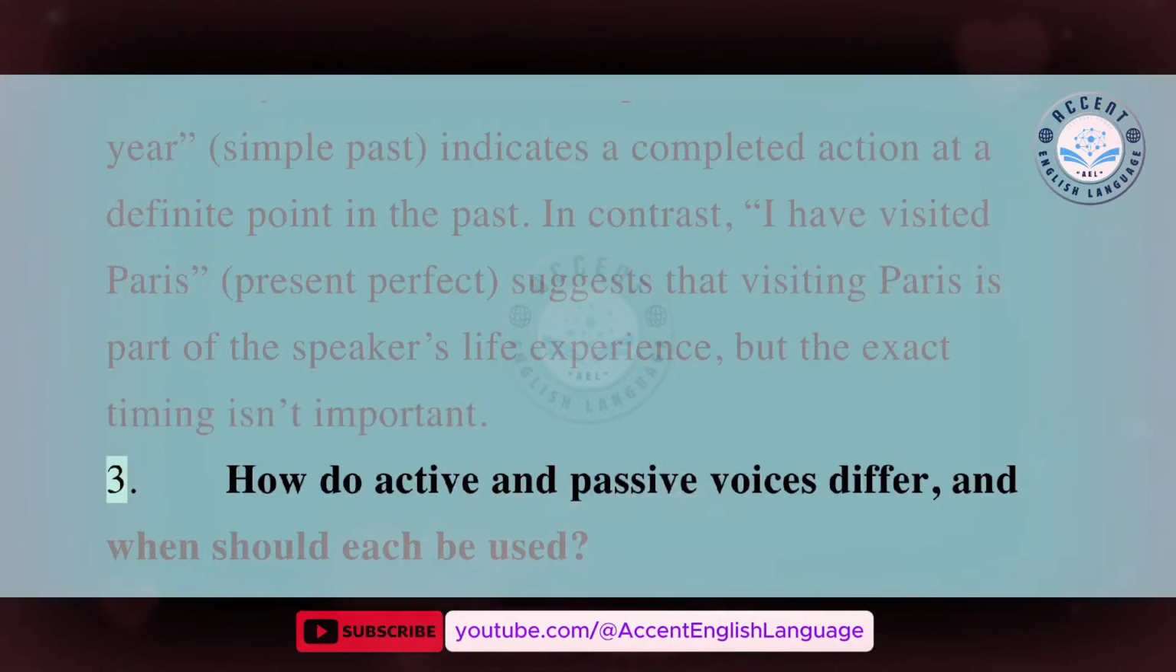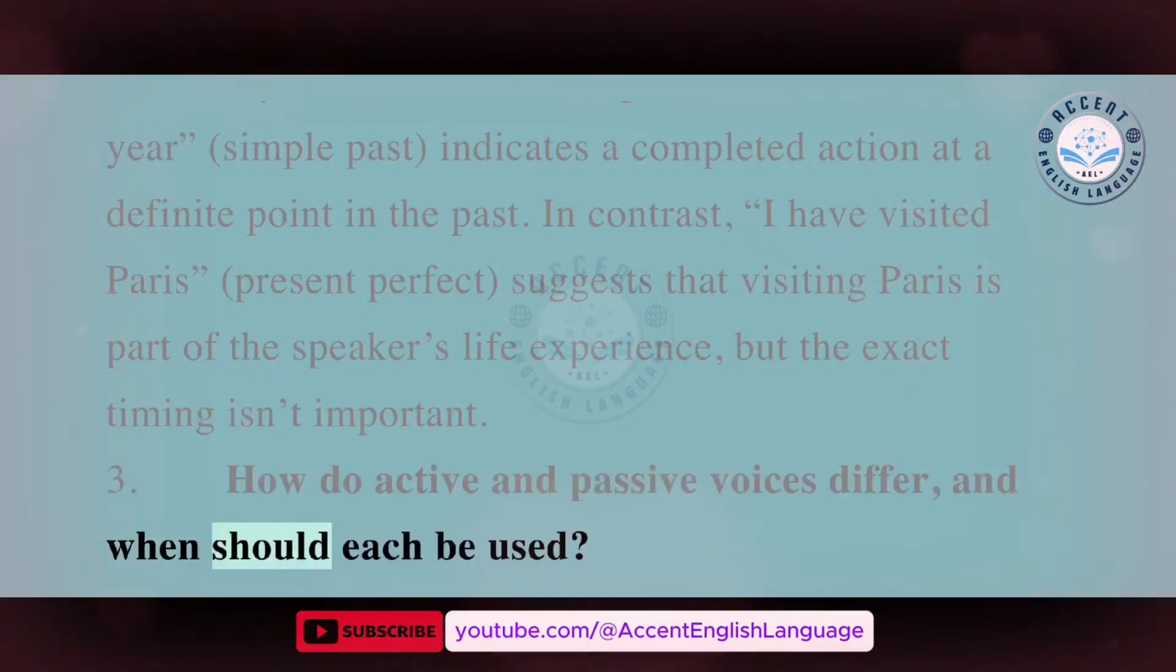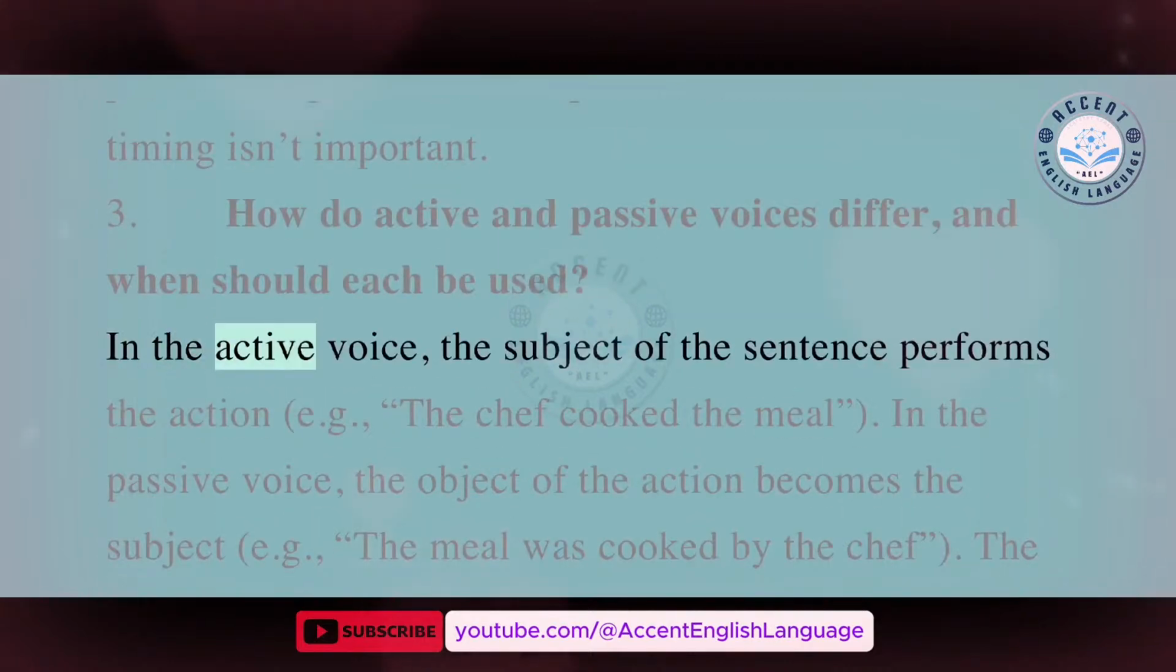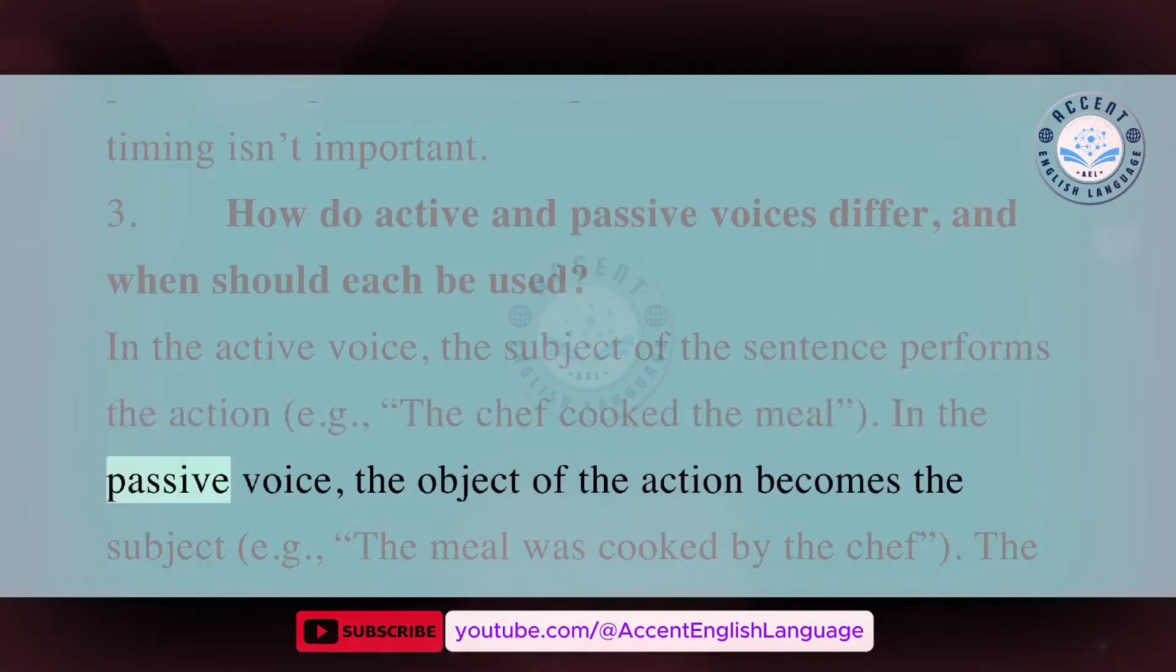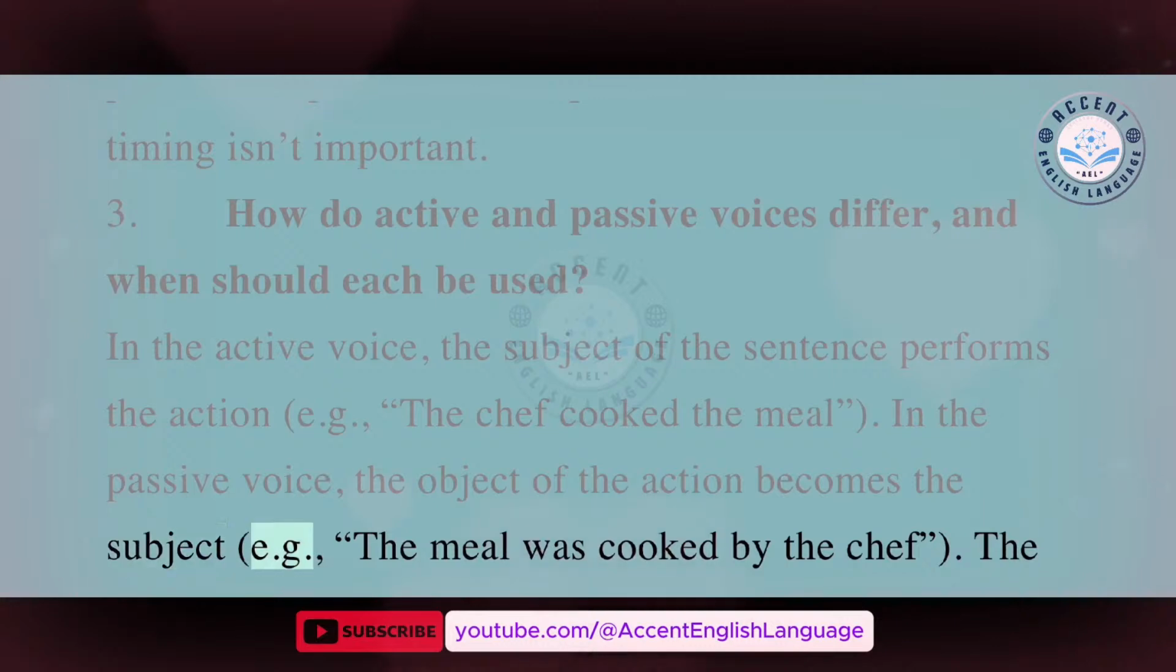3. How do active and passive voices differ, and when should each be used? In the active voice, the subject of the sentence performs the action. Example, the chef cooked the meal. In the passive voice, the object of the action becomes the subject. Example, the meal was cooked by the chef.